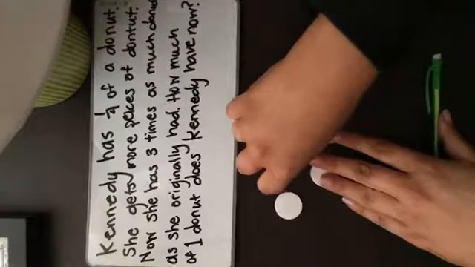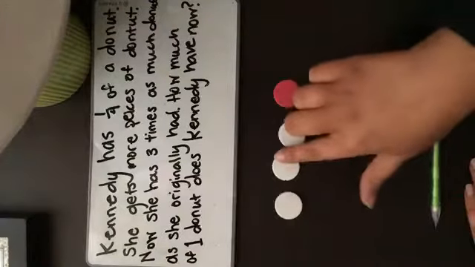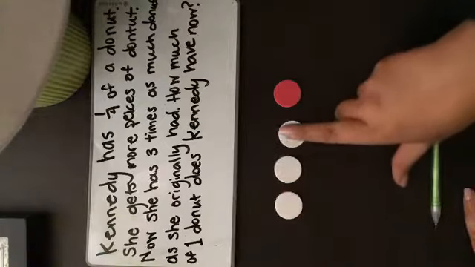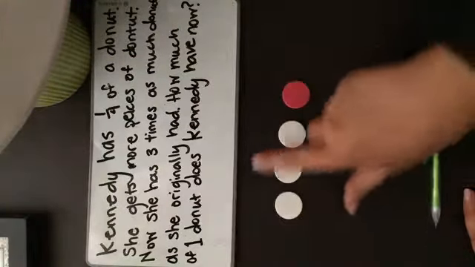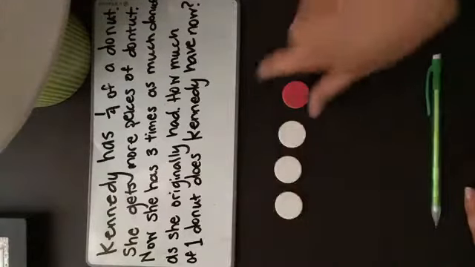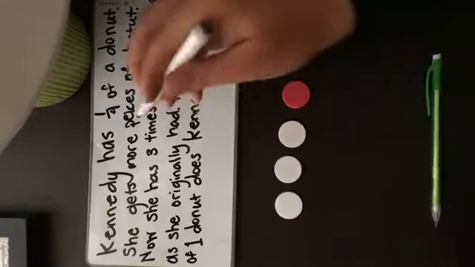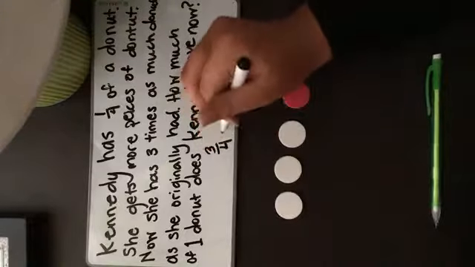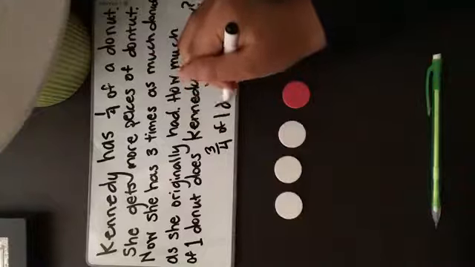So we can switch these out, because now I know Kennedy has 1/4 of a donut plus 1/4 of a donut plus 1/4 of a donut, and the size of one whole donut is still 4/4. So I know that the answer to this question is Kennedy now has 3/4 of one donut.